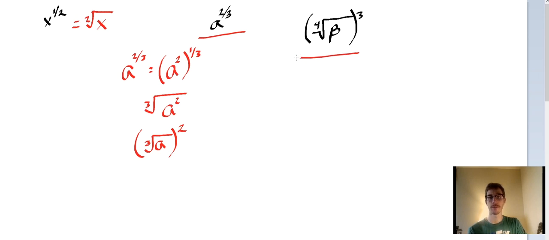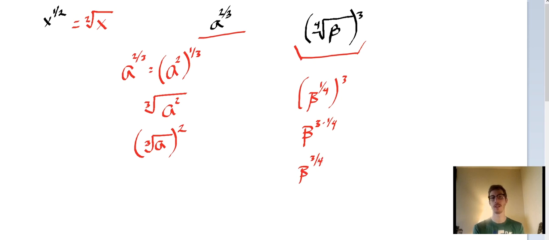Pretty easy stuff. Taking a look at this example right here, I have the 4th root of beta cubed. So the 4th root, that's going to be beta to the 1/4 and cubed. And remember your power to a power rule, that's going to be 3 times 1/4, or 3/4. So that is beta to the 3/4. Not too difficult.